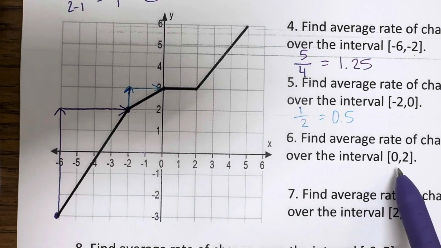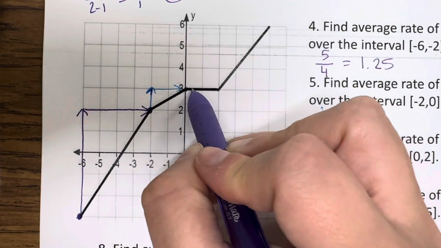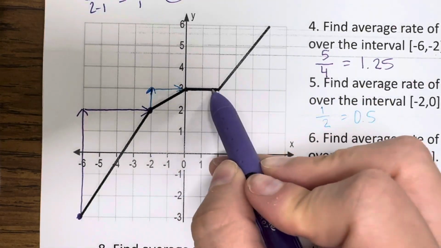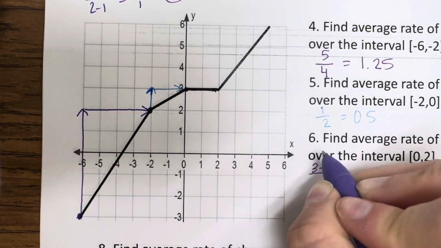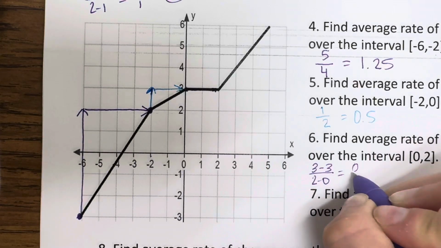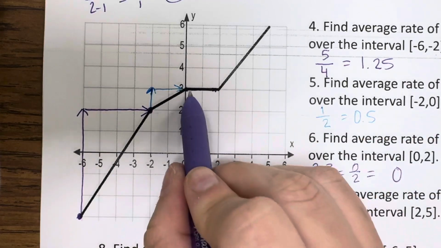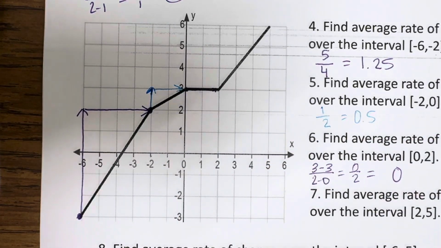Next interval is 0 to 2. I don't go up, I just go straight across. My y values stay the same. So 3 minus 3 is 0, and 2 minus 0 is 2. And 0 divided by 2 is just 0. So there was no rate of change because it stayed the exact same.